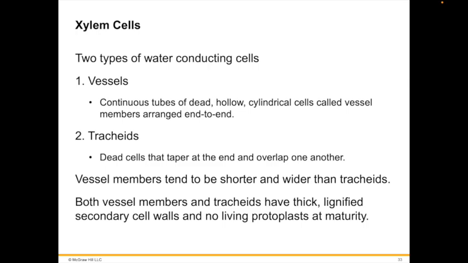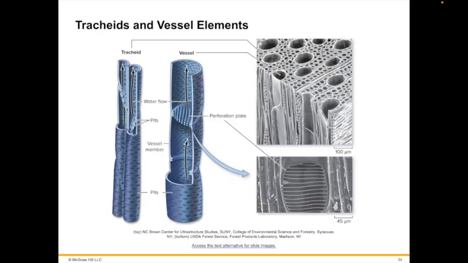Xylem, the principal water-conducting tissue of plants, usually contains a combination of vessels, which are continuous tubes formed from dead, hollow cylindrical cells arranged end to end, and tracheids, which are dead cells that taper at the ends and overlap one another. You can see that here. Primary xylem is derived from the procambium produced by the apical meristem. Secondary xylem is formed by the vascular cambium, a lateral meristem. Wood consists of secondary xylem.